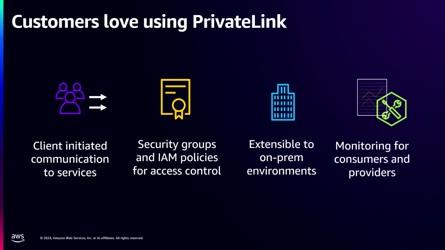Customers love using PrivateLink for a variety of reasons. First and foremost is the client initiation. This is really powerful for crossing trust boundaries across an organization. A common use case might be accessing a third-party database. For example, MongoDB, which offers a PrivateLink solution. You, as a consumer, want to access a managed MongoDB instance in their VPC. You do not want them to have any access to your network. And that's where the client-initiated unidirectional aspect comes into play.